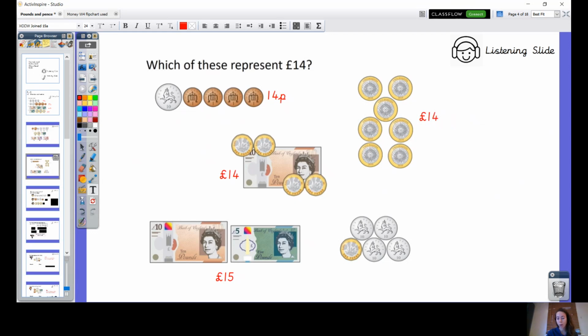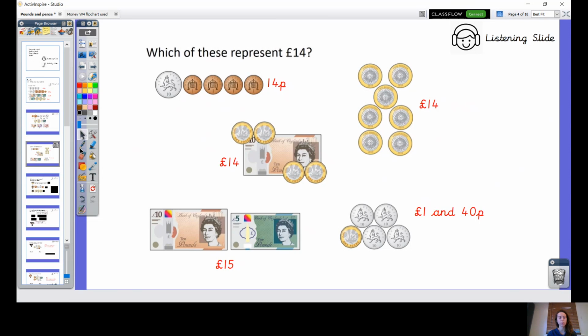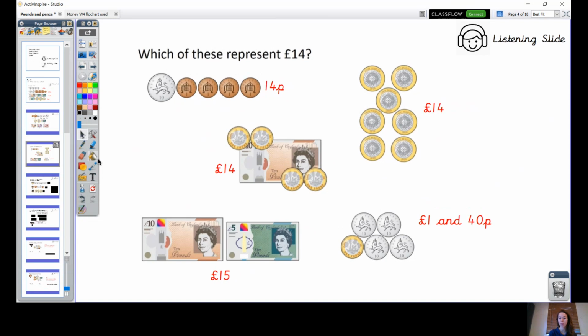And the last one, we've got a £1 coin and we've got 4 10p coins. Now there I've got £1 and 40 pence. No, not that last group. There we have it. I hope you thought the same as me.